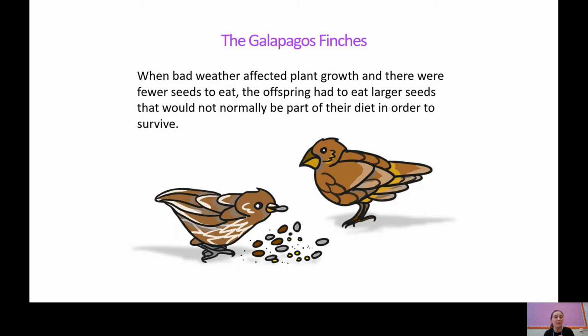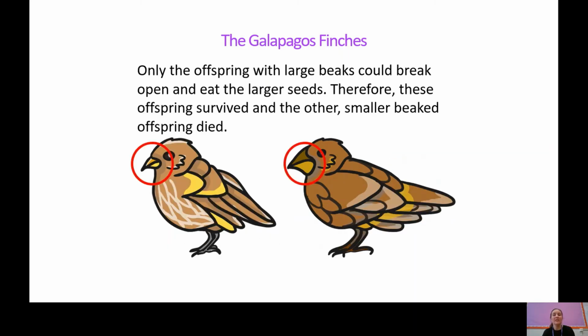So out of the two chicks on the screen, you've got the one with the small beak and the one with the larger beak. Which one do you think was more likely to survive if they had to eat larger seeds than they would normally? Well done. So only the offspring with the large beaks could break open and eat these larger seeds. Therefore, those were the chicks that survived, and the other ones with the smaller beaks that couldn't break open these other seeds, they died.